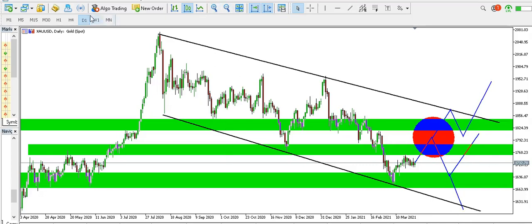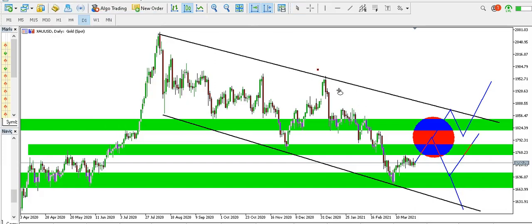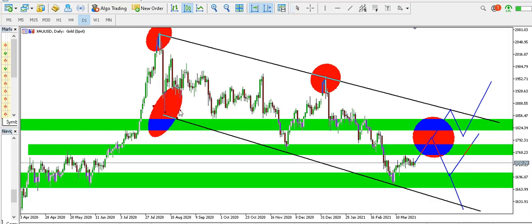Okay, but we can easily see the rejection zones. I'm highlighting them with a shape. These rejection zones, highlighting them with a shape. So that's basically the analysis.